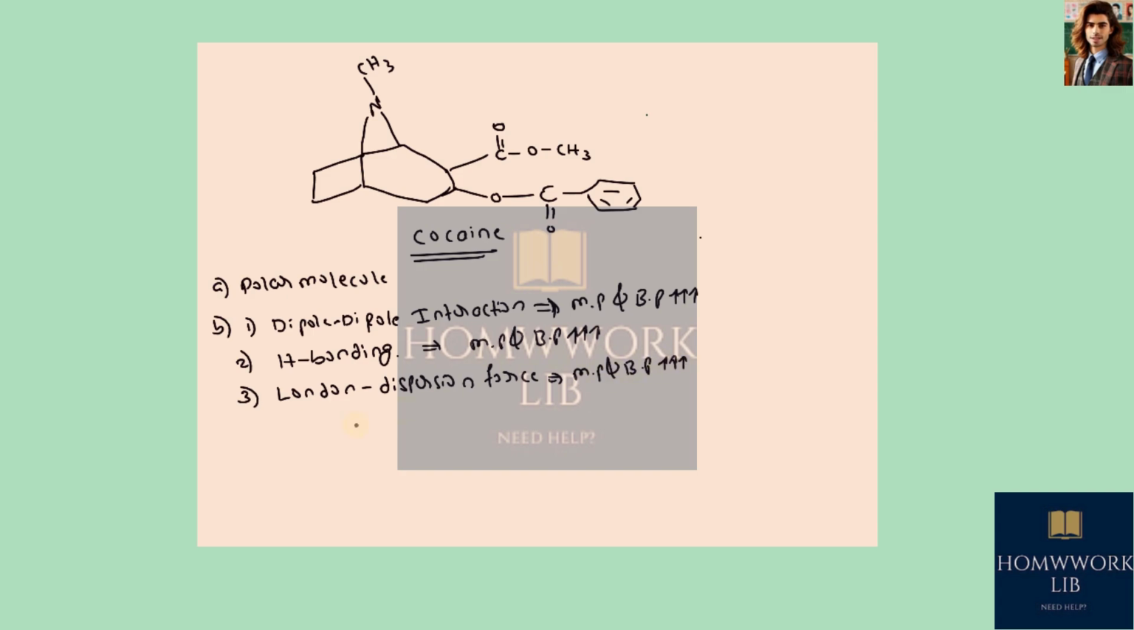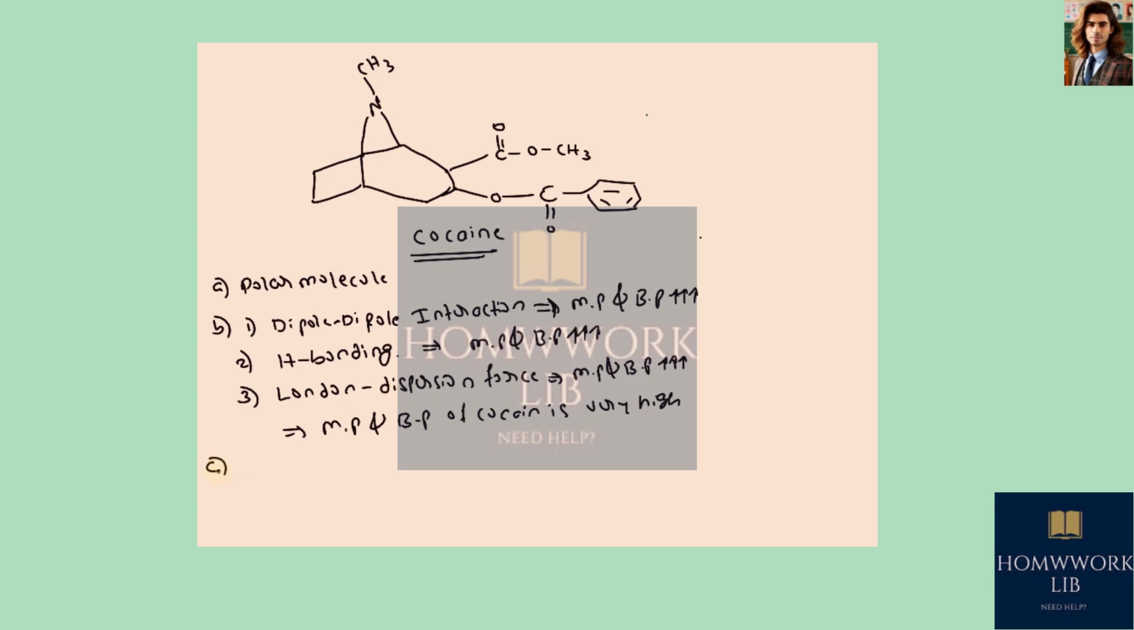As a result of this, the net melting point and boiling point of cocaine is very high. Why? Because there are three intermolecular forces present: one is dipole interaction, another one is hydrogen bonding, and the third one is London dispersion force. All these forces contribute to the melting point and boiling point. That is why the melting point and boiling point of cocaine is very high.